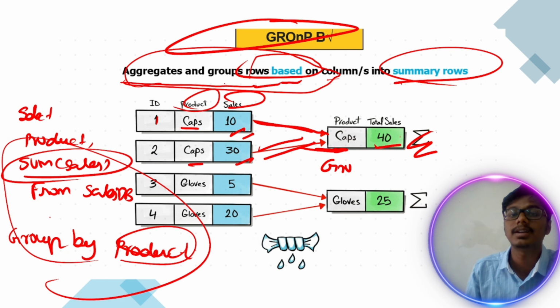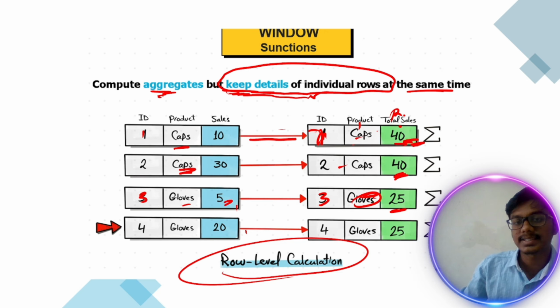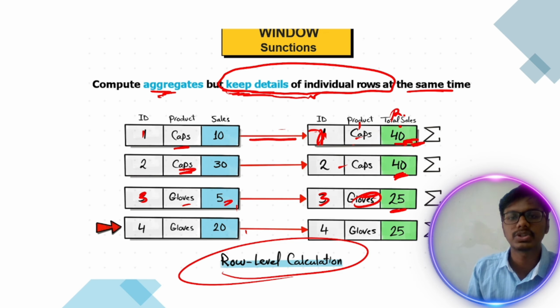GROUP BY aggregates the group rows based on the columns into summary rows. We are grouping by it, so this is a group level calculation. The Window function is a row level calculation, but it maintains the aggregations in individual rows. On individual rows, it will be maintaining. That's all about the Window function, guys.